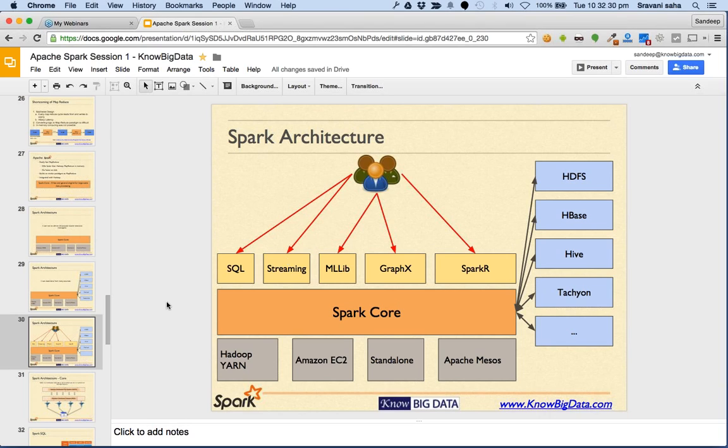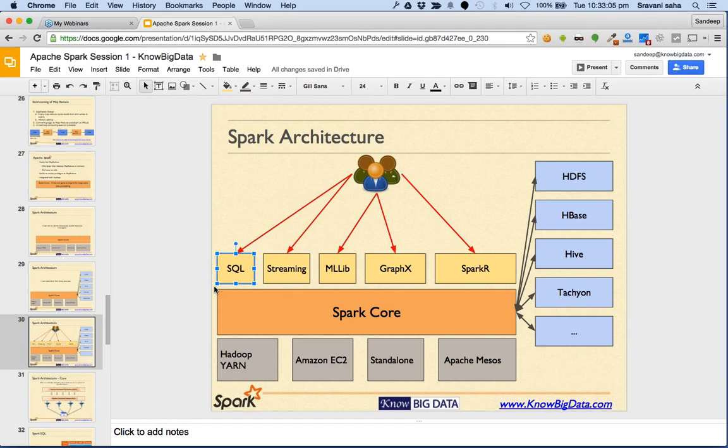Now, other than the core one, just like Hadoop provides you MapReduce and Hive and whatnot, similar to that, Spark provides you a bunch of libraries. These are not storage systems. They are just a bunch of libraries. So first one is SQL. So you can basically run the SQL queries and internally they get executed on Spark and churn the data quickly.